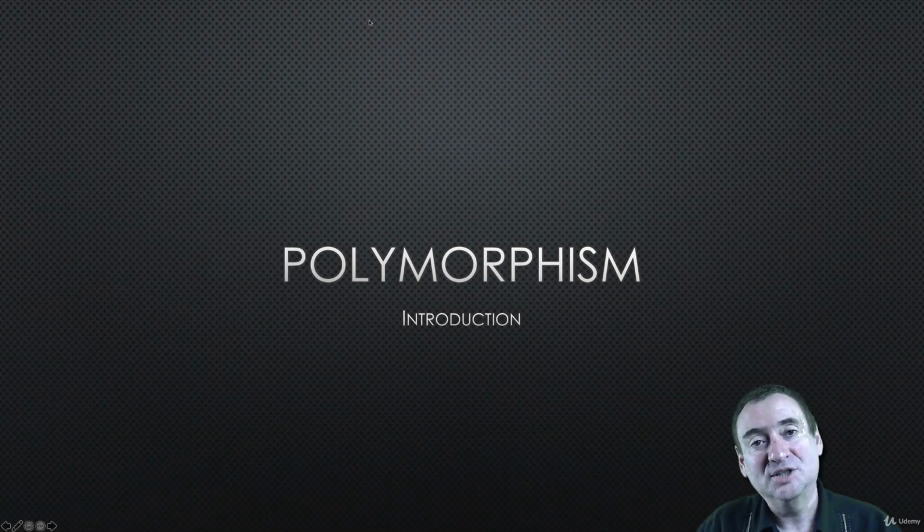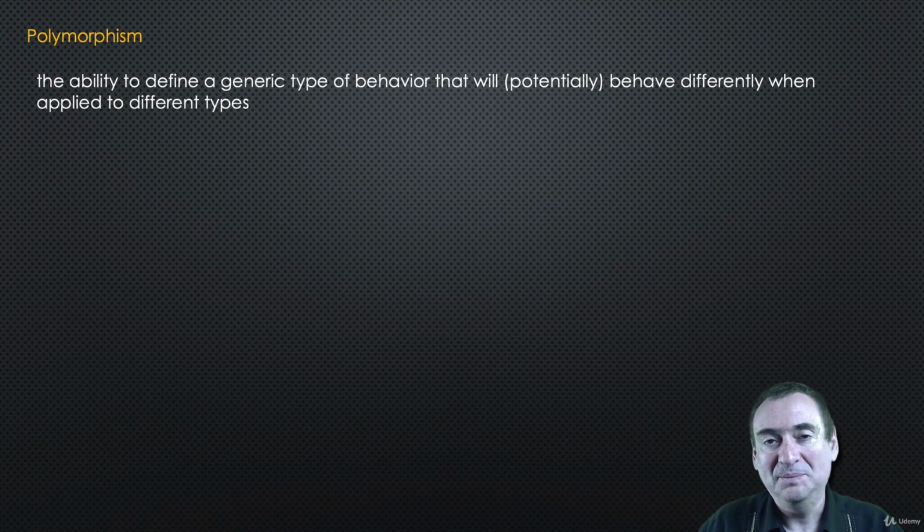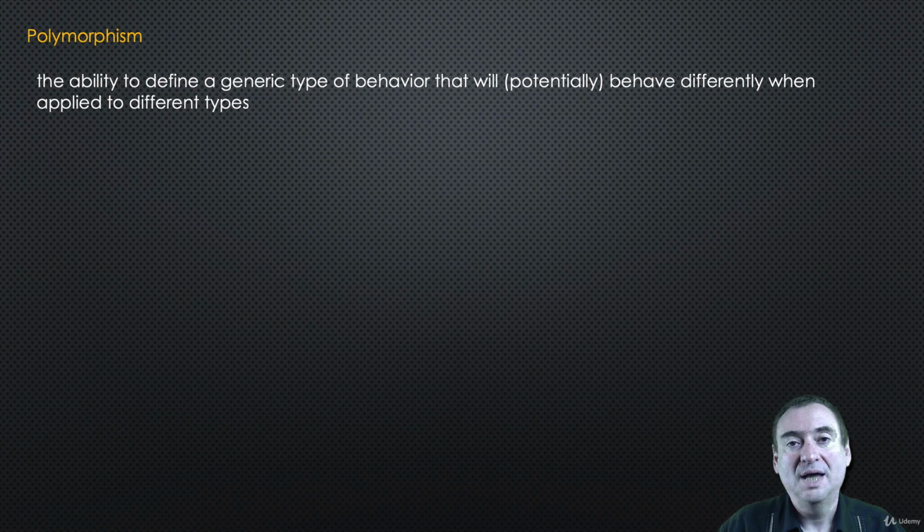Hi, so in this section we're going to study polymorphism. So what is polymorphism? Well, basically it's the ability to define a generic type of behavior that will potentially behave differently when it's used with different types, with different object types. And Python is very polymorphic in nature.